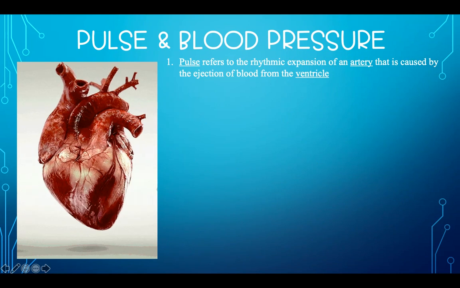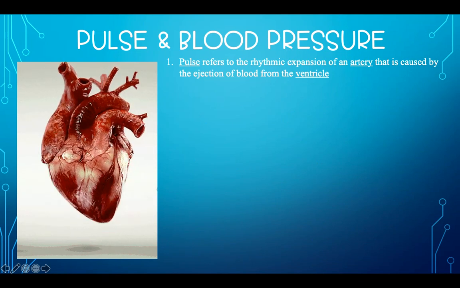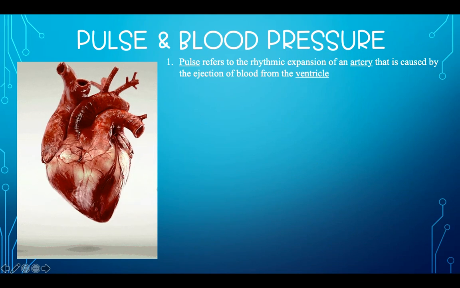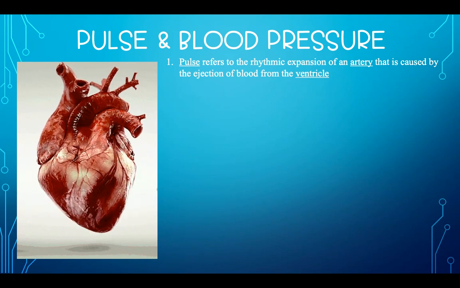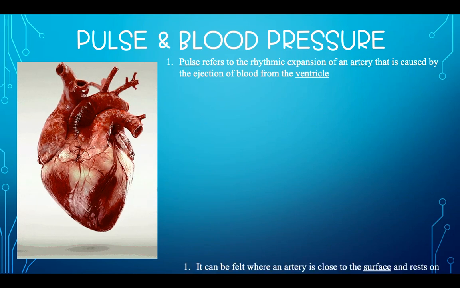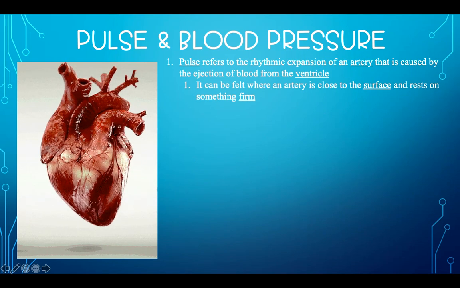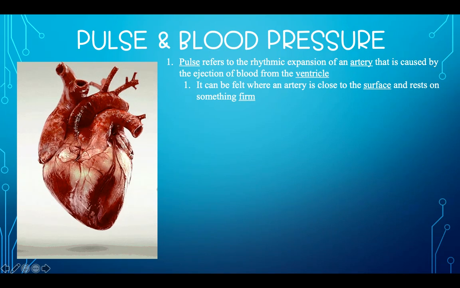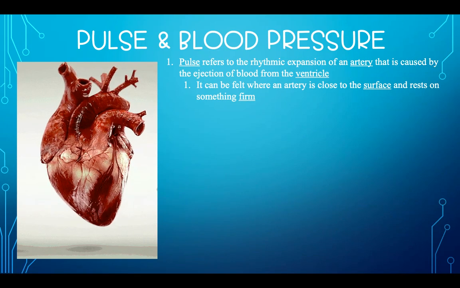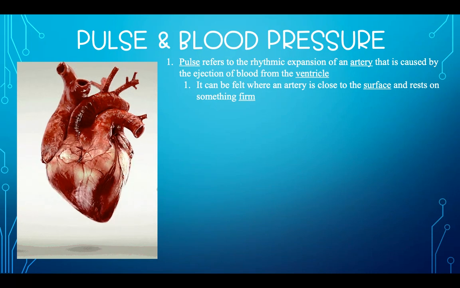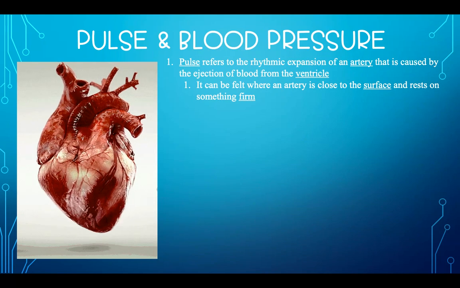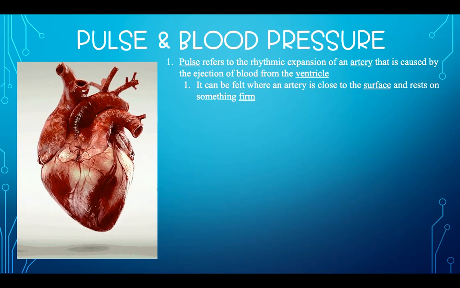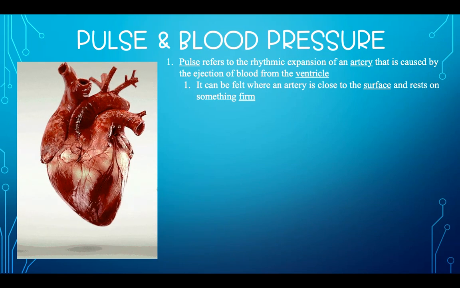So pulse refers to the rhythmic expansion of an artery that is caused by the ejection of blood from the ventricle. Ventricles are in the bottom part of the heart, remember? So literally that thump noise is your ventricles moving blood by squeezing it. It can be felt where an artery is close to the surface and rests on something firm. So if you have ever tried to take your pulse using two fingers against the bottom of your jaw to your neck, or on your wrist, you can feel it because the artery is right by your wrist. You can feel it pulsating. That way you can take your pulse.